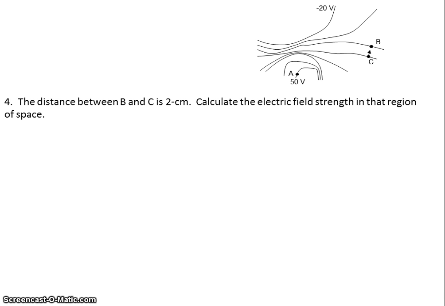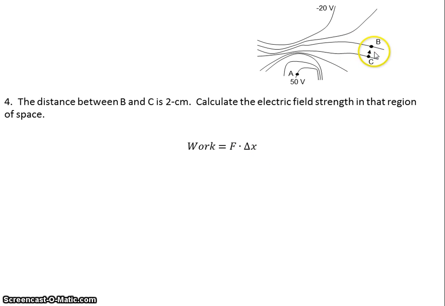Okay, then number 4, we're looking at calculating the electric field strength between B and C. So in this region, we're trying to figure out how long that arrow is. Well, we know that work is equal to force times delta x. It's actually the dot product. It's force times displacement times cosine of the angle between them.